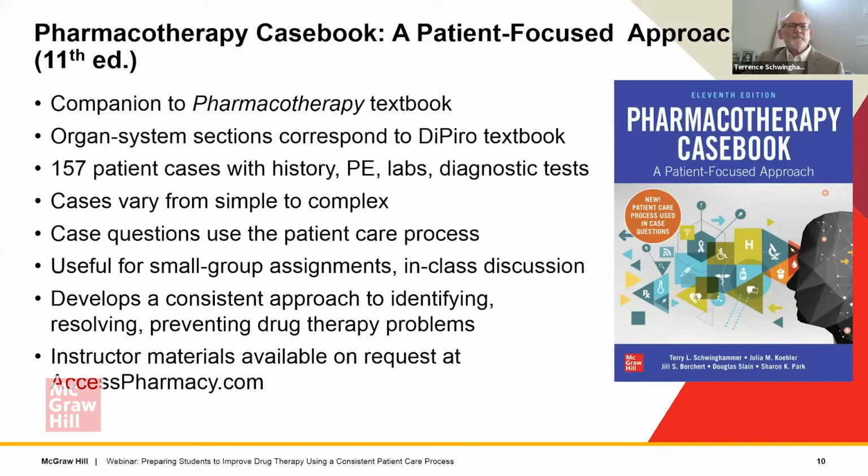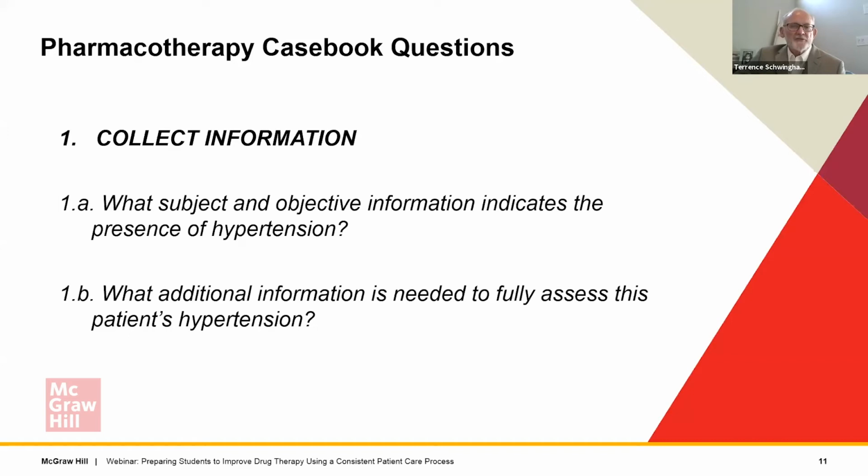The first step in the continuing example of the hypertension case is collecting information. What information do I need to know about this patient to assess and manage hypertension? So the first question is, what subjective and objective information indicates that the person has hypertension? So you look at the patient complaints, the review of systems, their medication history, or if they're taking antihypertensive medications. And objective information, of course, is physical exam, lab data, other diagnostic tests.